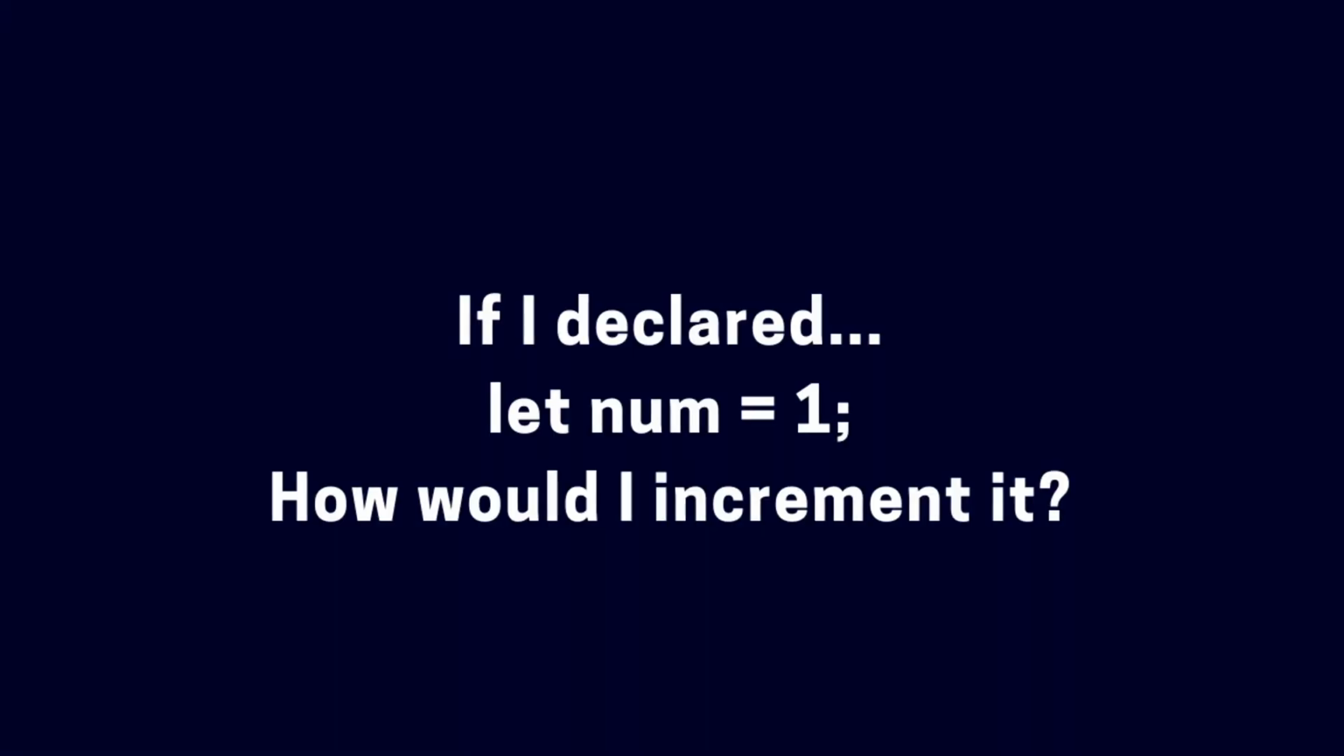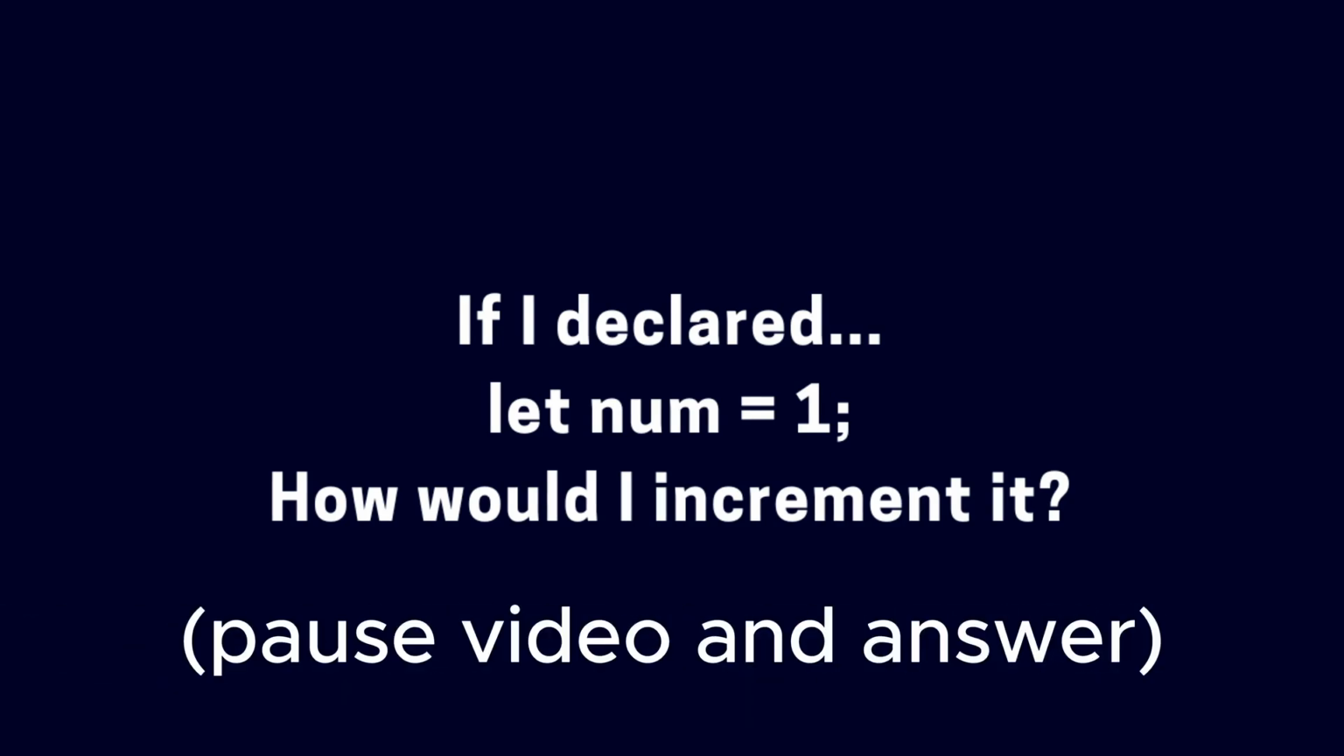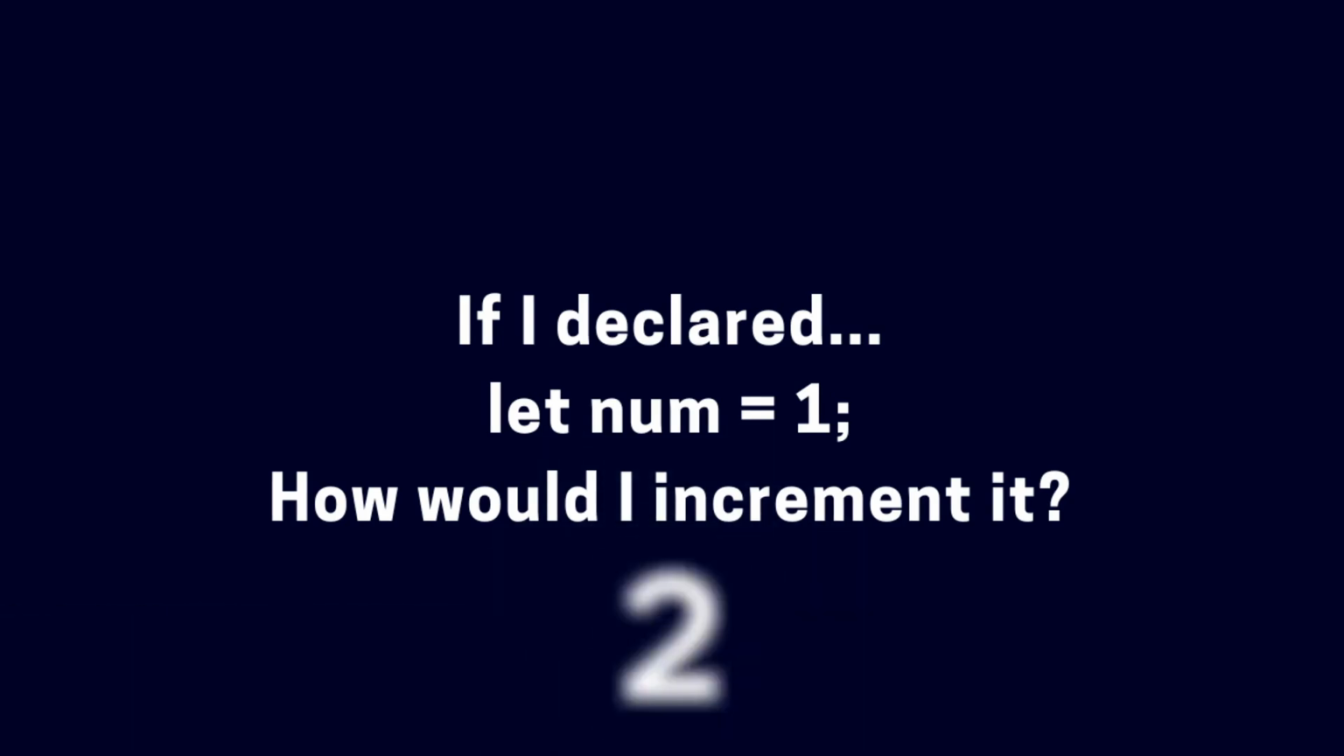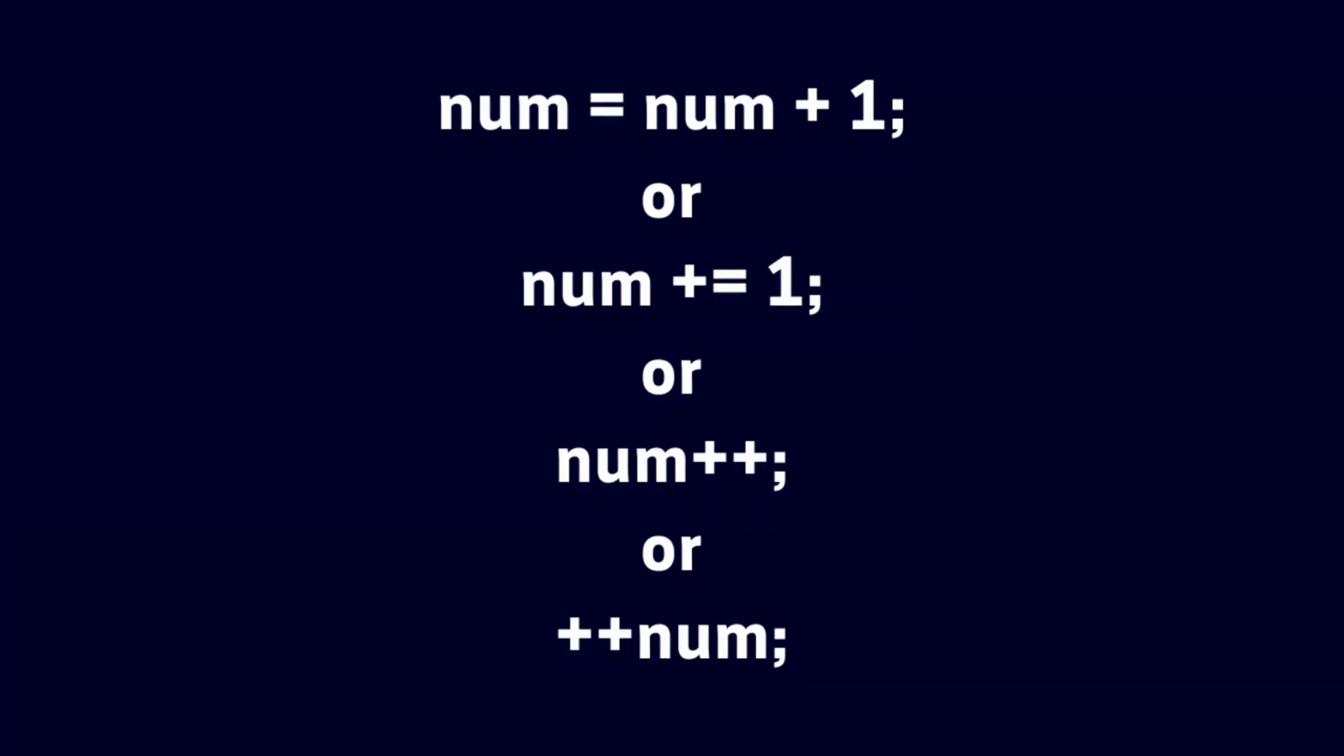If I declared let num assigned to 1, how would I increment it? There are 4 ways to increment a number in JavaScript. You can do num is assigned to num plus 1, or you can use the shorthand of num plus equals 1, or the syntactic sugar of num plus plus, or you can do it incrementing before the variable name.